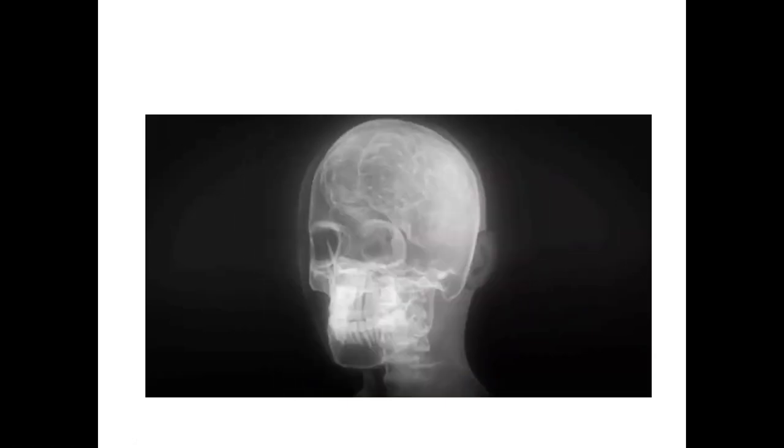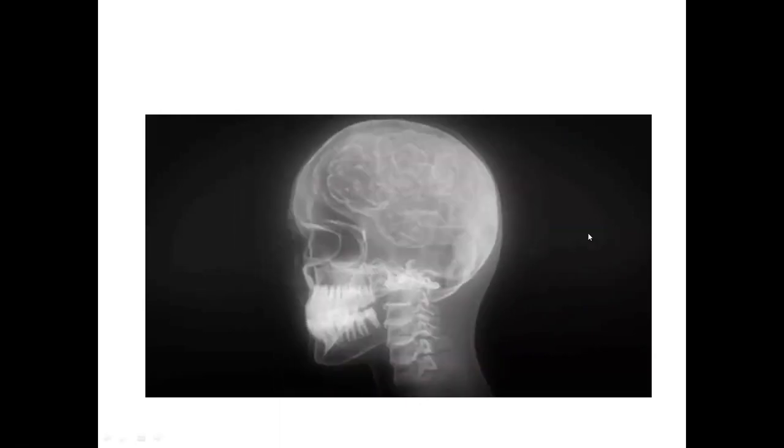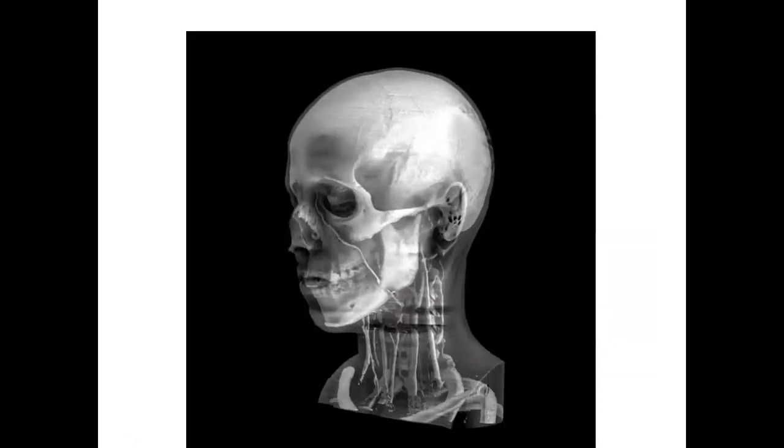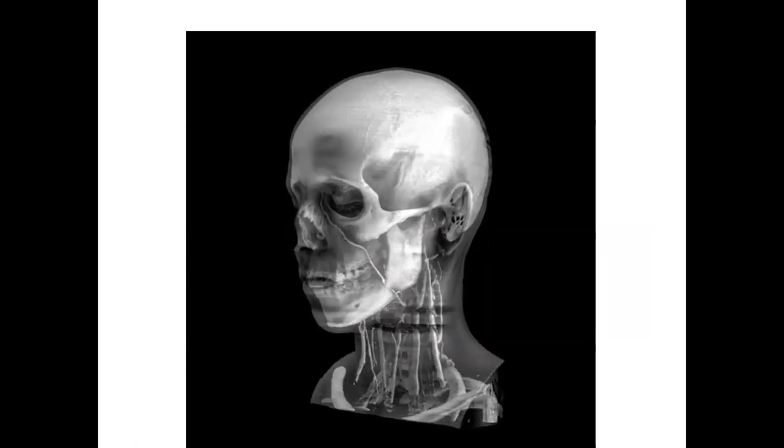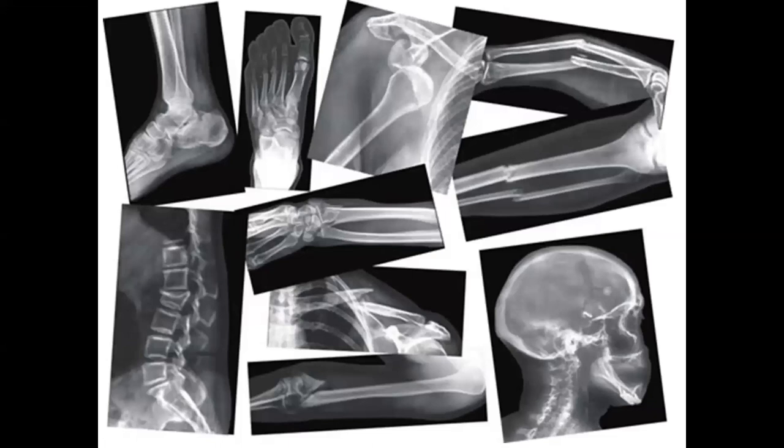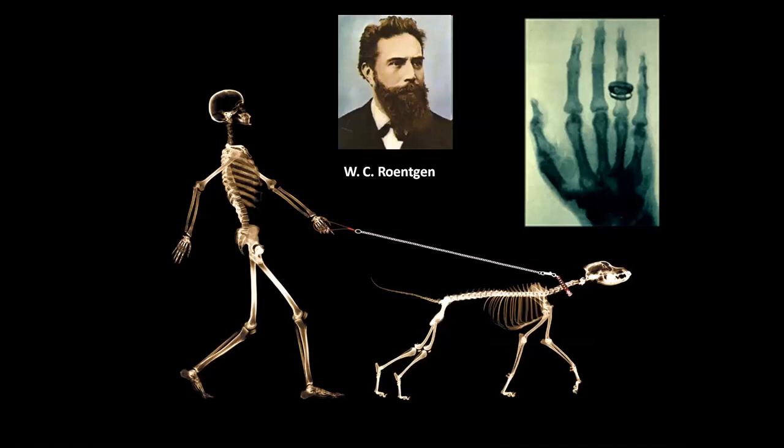Another example for the X-ray machine: an X-ray image of the skeleton of the scalp. These are the various X-ray images for various joints like the footprint, scalp, leg bone, spinal cord, muscle joints, and leg bones. He is the father of the X-ray machine and X-ray therapy.